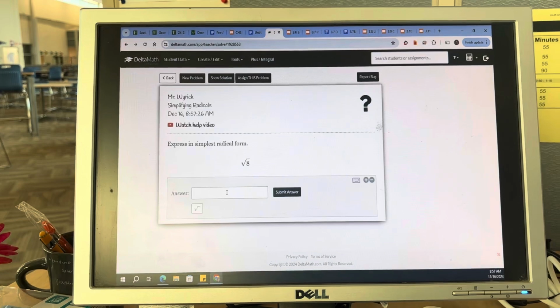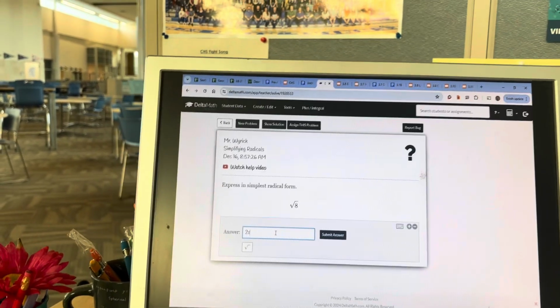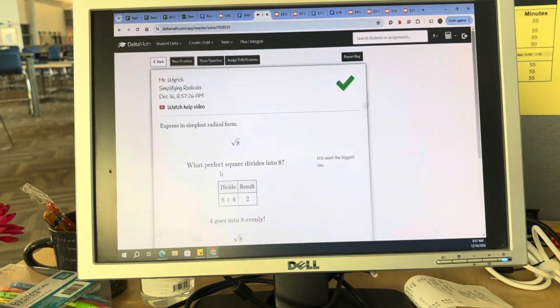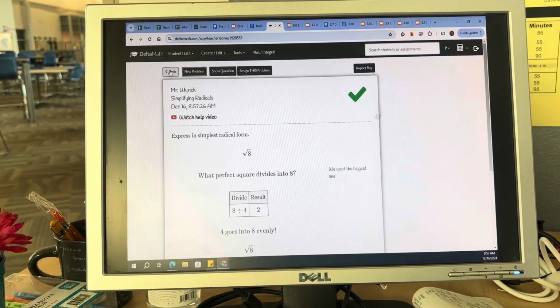Simplifying radicals, same thing. We go through the birthday cake method. This one's going to be 2 square root of 2. If you need me to go back through the birthday cake method with you, we can do that. It's not a big deal.